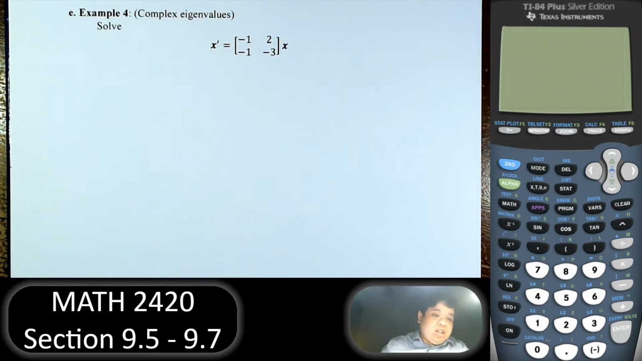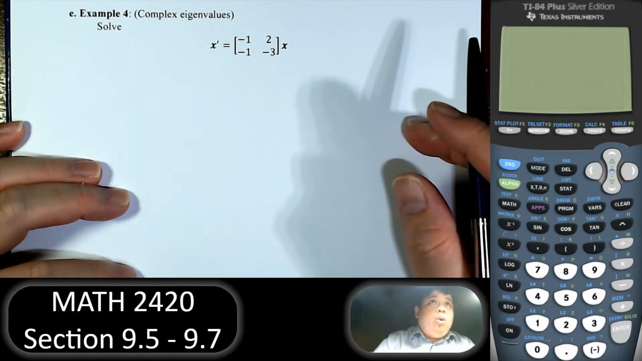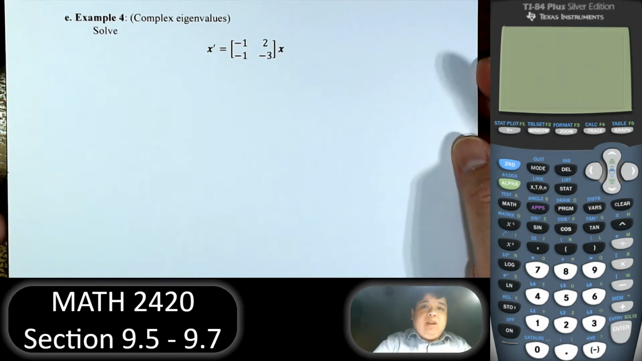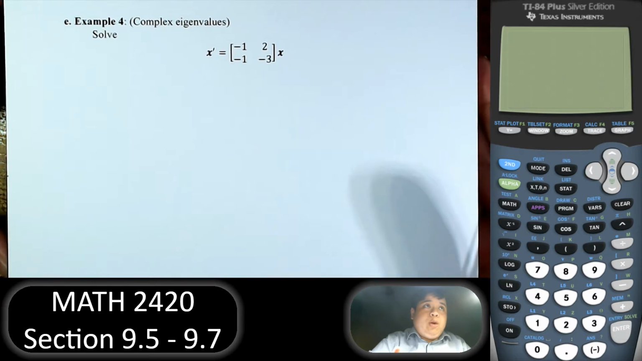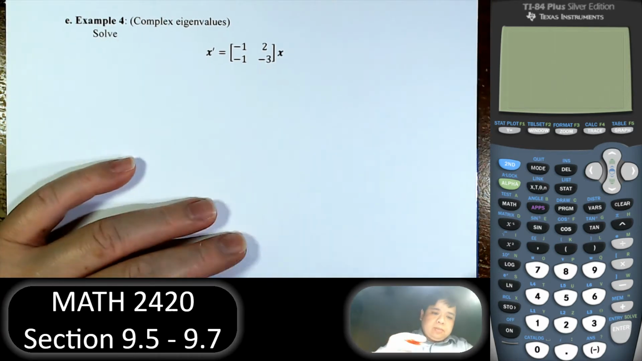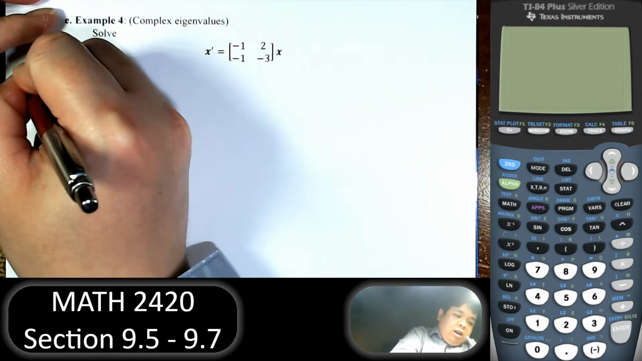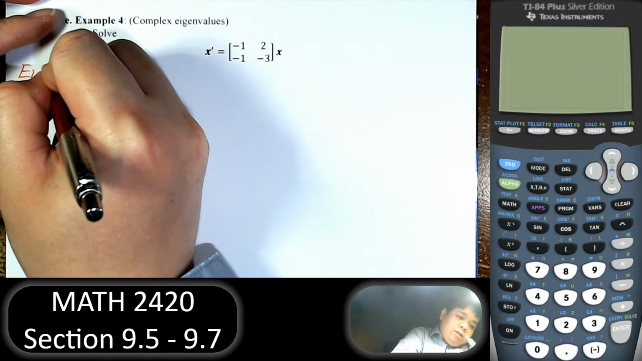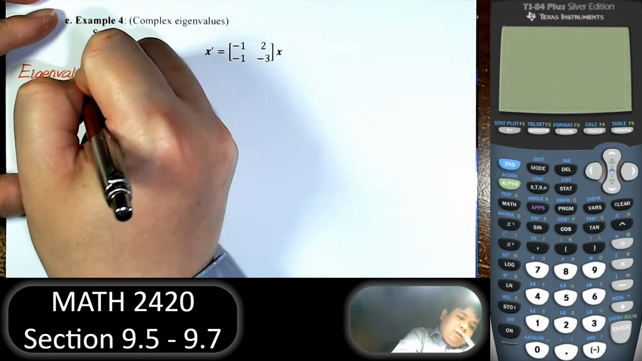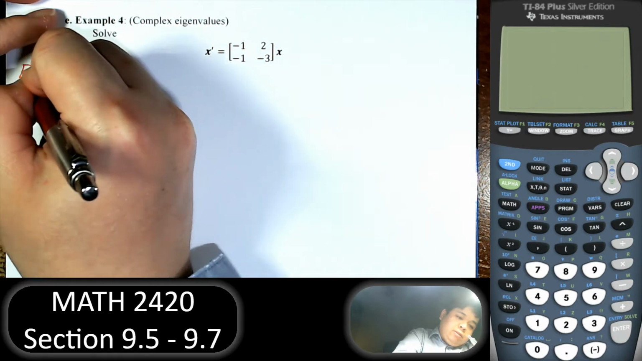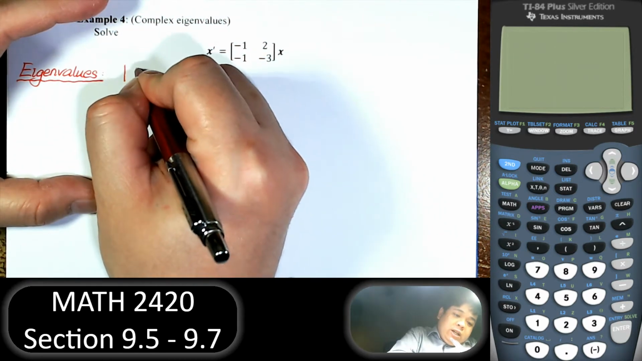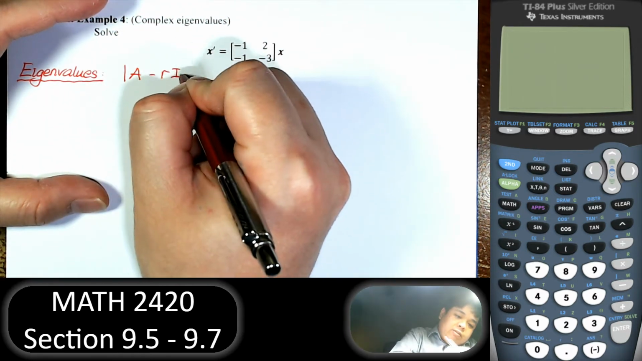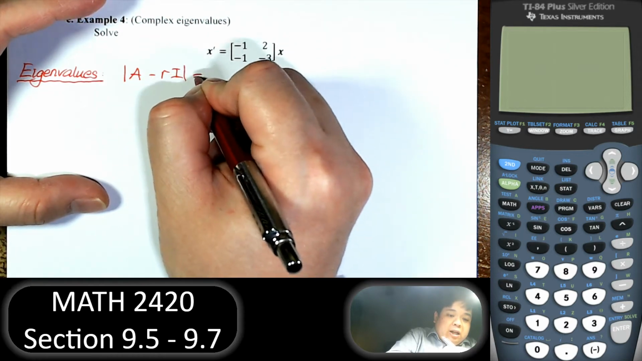We continue section 9.5 to 9.7. In this case, we will have complex eigenvalues, and of course with that we have complex eigenvectors to go with that as well. So first, we will find the eigenvalues. For that, we solve the equation determinant of A minus R times the identity matrix equal to 0.